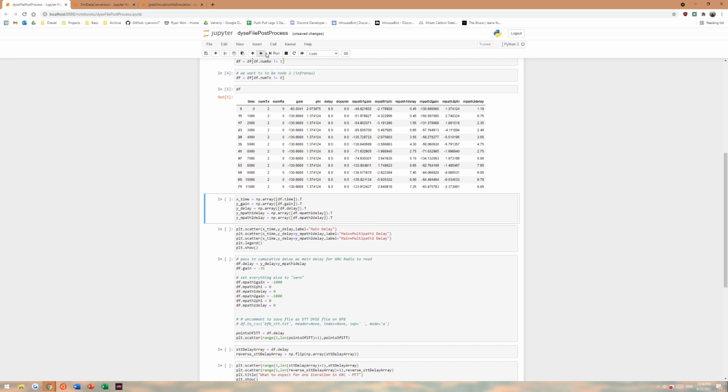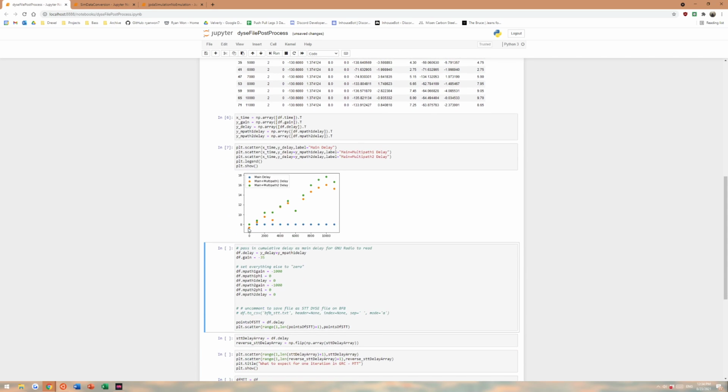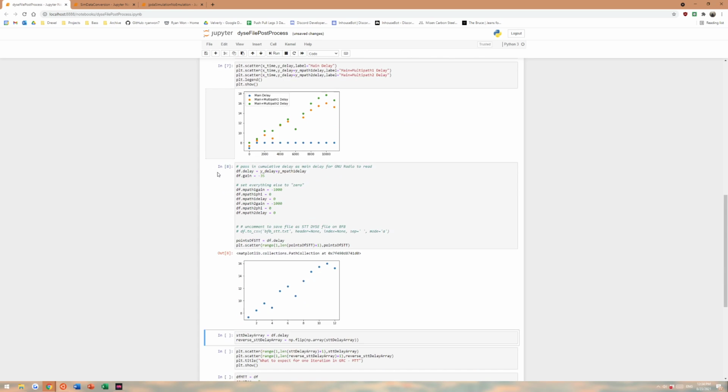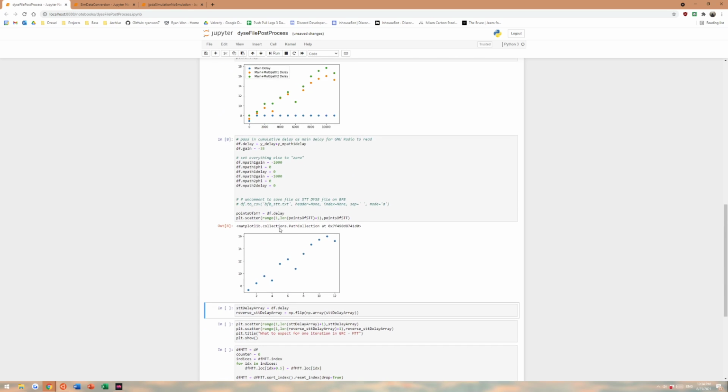The next thing we had to do is calculate the total delay. If you look here, the main delay is these blue dots, and then if you add that with the multipath 1 or 2 delay, you get these green or orange. So you want to get the full delay time it takes for your transmitted waves to return to the receiver. And for reference, if you have this delay, this is what a single delay curve looks like.